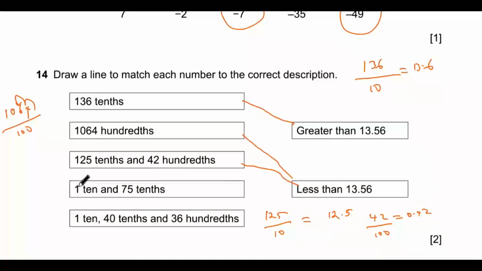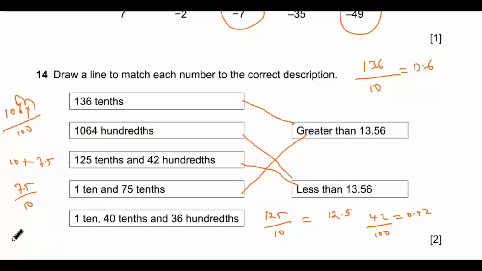So the next one will be 1 and 10 and 75 tenths. 1 and 10 is 10. So plus 75 tenths will be equal to 75 over 10. That will be 7.5. So 10 plus 7.5 will be 17.5. Of course, it will be mapped to this one.